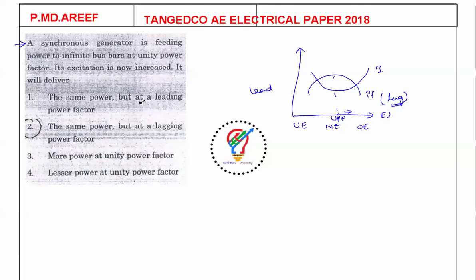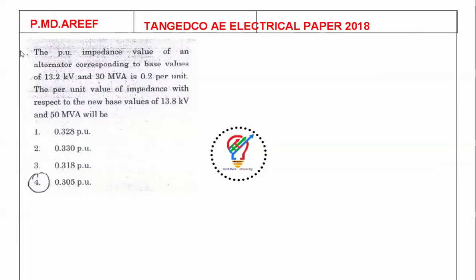So among the given options, this is the right option which says that same power but it is operating at lagging power factor. So based on the options, the second one is the most appropriate answer. And one of the most important fundamental questions asked in most of the PSUs is based on one formula. I will tell you that formula.